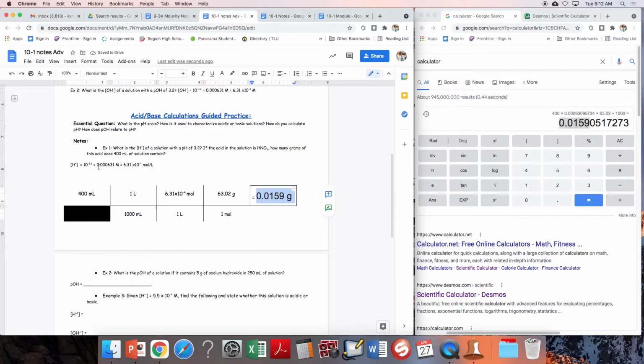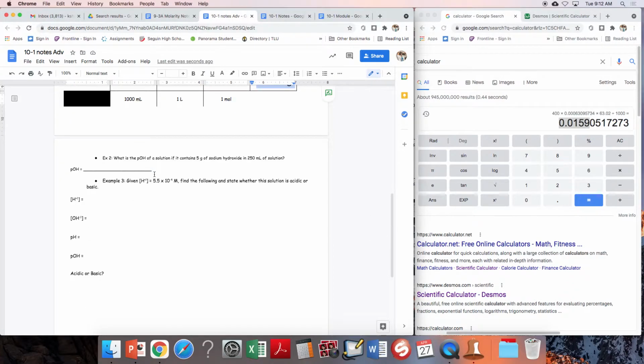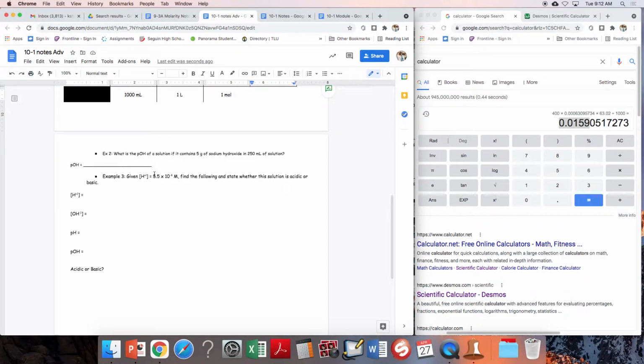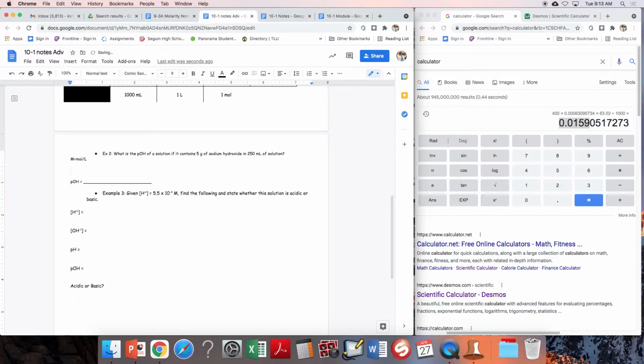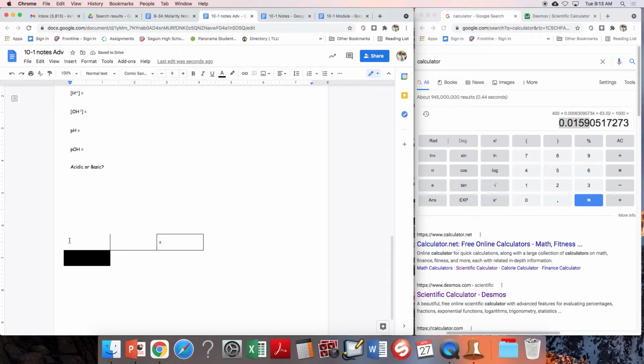So that's the reminder that concentration really is concentration. We're still dealing in molarity. We could still do 9-3 kind of problems with things. All right, let's try another one. What is the pOH of the solution if it contains 5 grams of sodium hydroxide in 250 milliliters of solution? To find pOH, I've got to take the negative log of the concentration of OH. I don't know the concentration. I need to calculate the concentration. So remember that molarity is equal to moles divided by liters. Right now, I don't have moles or liters. So I'm going to need to convert both of these.